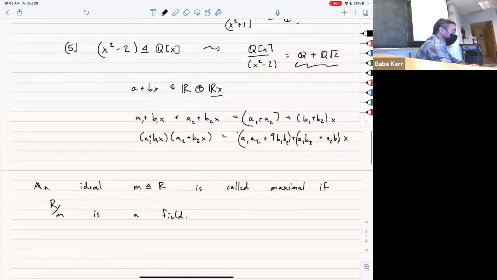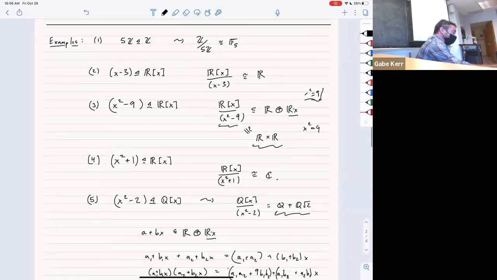So certain maximal ideals we've seen up here, interesting maximal ideals: 5Z is maximal, Z mod 5 is a field. x minus 3 is maximal. This is maximal. C is a field. Is x squared minus 9 maximal? When I say x squared minus 9, I mean the principal ideal generated by x squared minus 9. No.